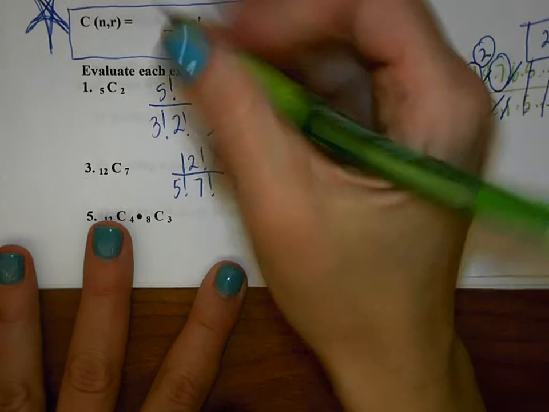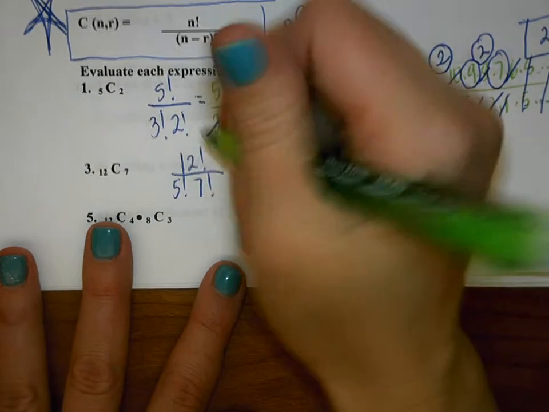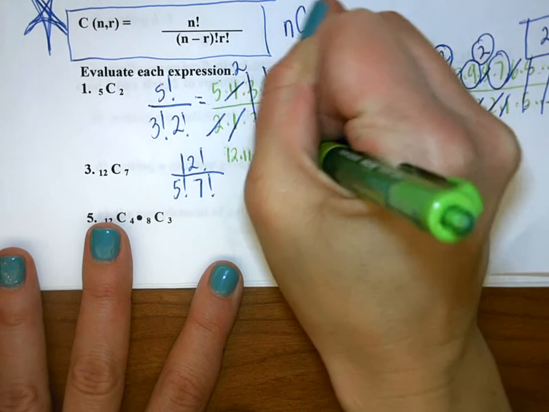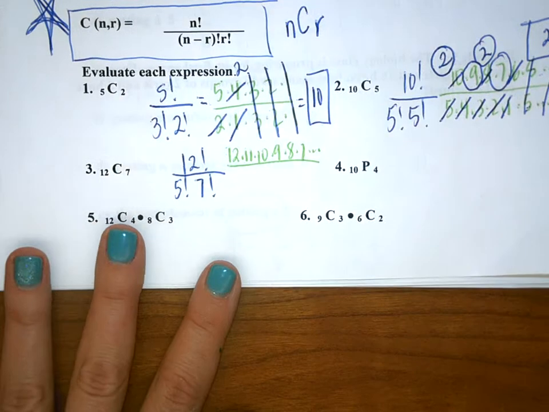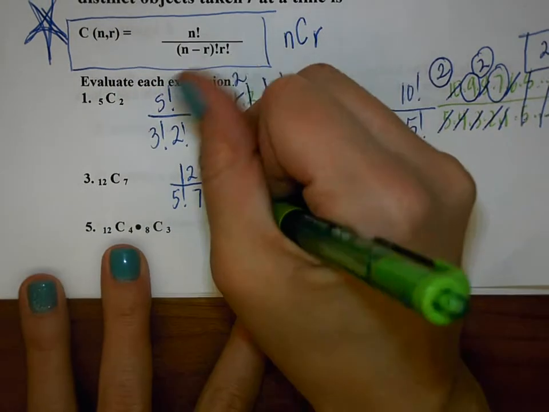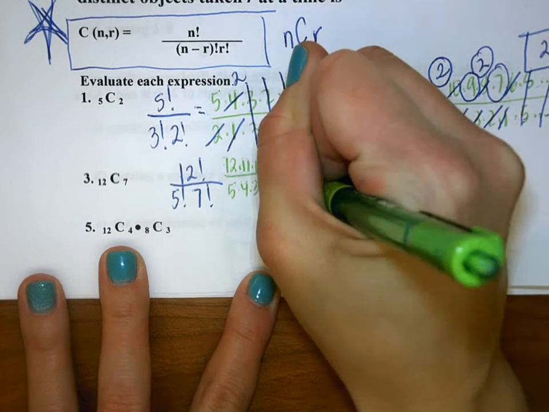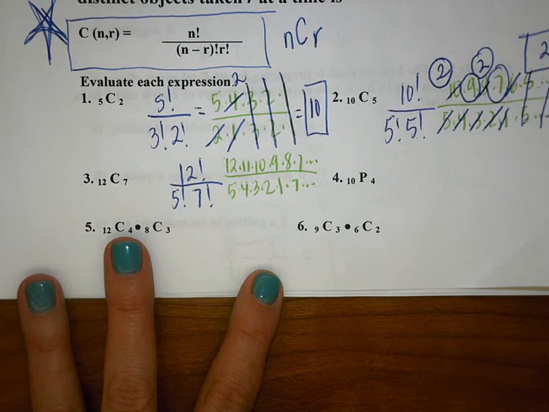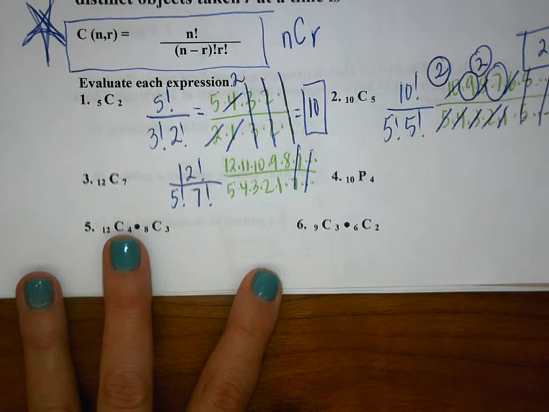So which number am I going to stop at with the 12? 7. So write this out: 12, 11, 10, 9, 8, 7, dot, dot, dot. Over, which number should I start with, 5 or 7? 5. So I'm going to go 5, 4, 3, 2, 1, and then I'm going to go 7 and my dot, dot, dot. Okay, so the 7s and the dot, dot, dots cancel.